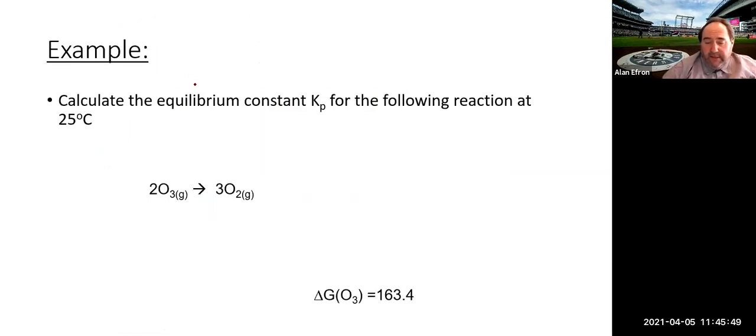All right, so why don't you give one a go here, see what you come up with. Calculate the Kp for the following reaction at 25 degrees. Here's the delta G value from the table that you could find. By the way, a reminder, delta G for something like O2 would be 0. So take a minute or two, see what you come up with. We're looking for a K value here. O2 is 0, as we talked about.